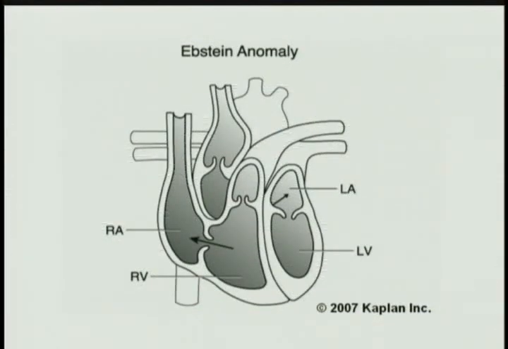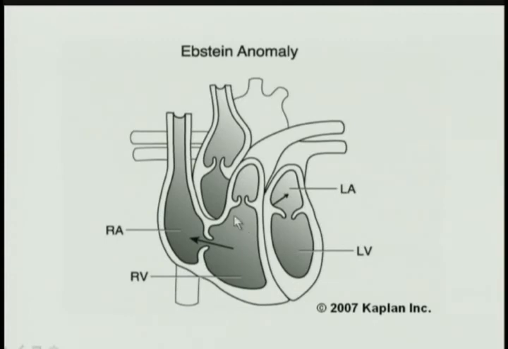Here we see a different displacement of the valve, and so you're going to have this Ebstein's anomaly with the right atrium here, the right ventricle then is not the proper size.